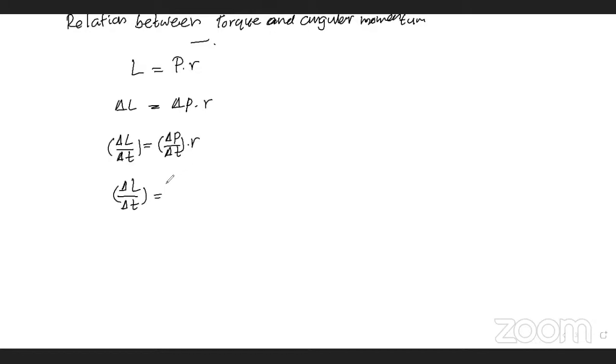You can write delta P over delta T into R. What is delta P over delta T? That is the rate of change of the linear momentum. It's the force experienced. Using Newton's second law of motion, we can say that is F into R.